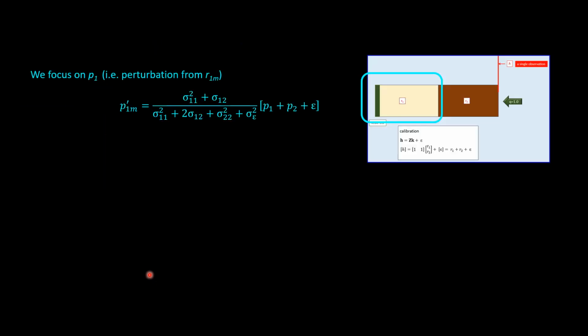Now let's just focus then, because this is what we're concerned about at the moment, on prediction number 1. Let's focus on this first resistance, or the perturbation of this first resistance from its prior mean. Here is the equation written explicitly for that particular perturbation, and let's draw some conclusions from this equation.